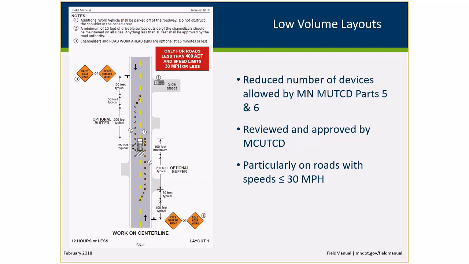As I mentioned earlier, with these low volume layouts, in many cases you can have a reduced number of devices, and again, that's allowed by both Parts 5 and 6 of the Minnesota Manual on Uniform Traffic Control Devices. Here's a prime example of this. If you're doing work on center line, this is showing quite a few devices, and this is what we would typically like to see out there, but because it's in the low volume area, this is for roads less than 480 ADT and speed limits of 30 miles an hour or less.